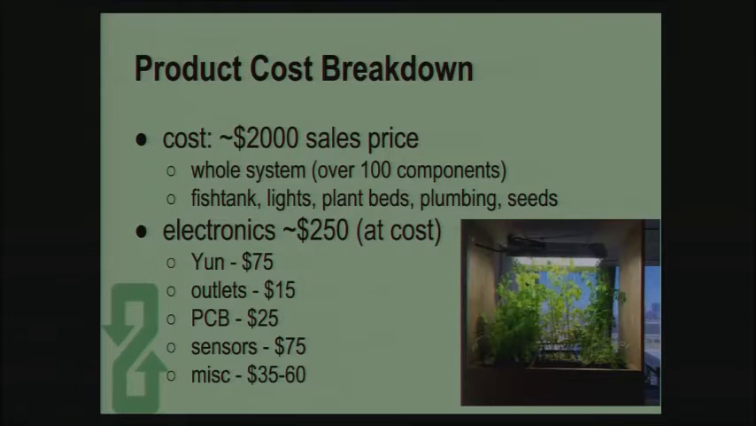So now, what does this product cost? Well, at sales price, it's about $2,000. There's over 100 components inside, and this would include things like the fish tank, the lights, the pumps, all of the components you see in front of you here today. The electronics specifically at cost range about $200 to $250 because that Arduino unit's a little bit expensive and all of those sensors and outlets.